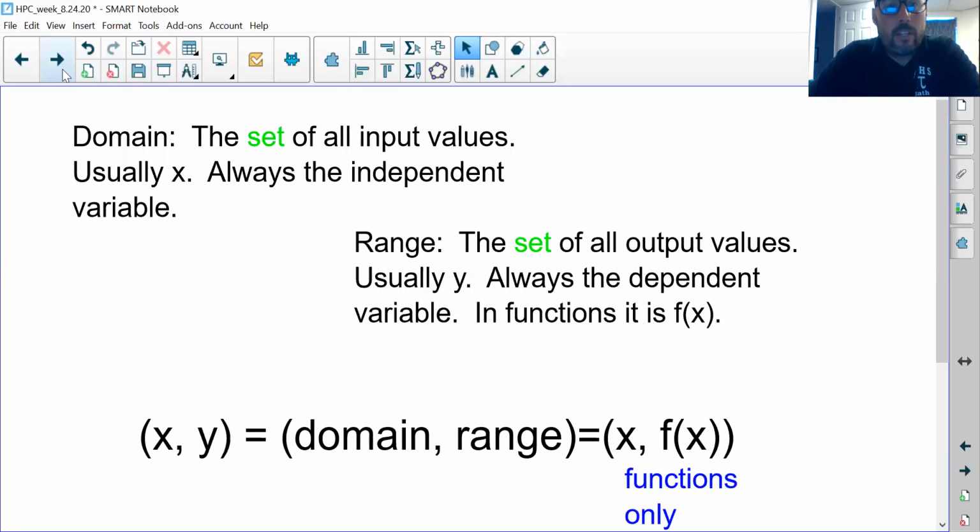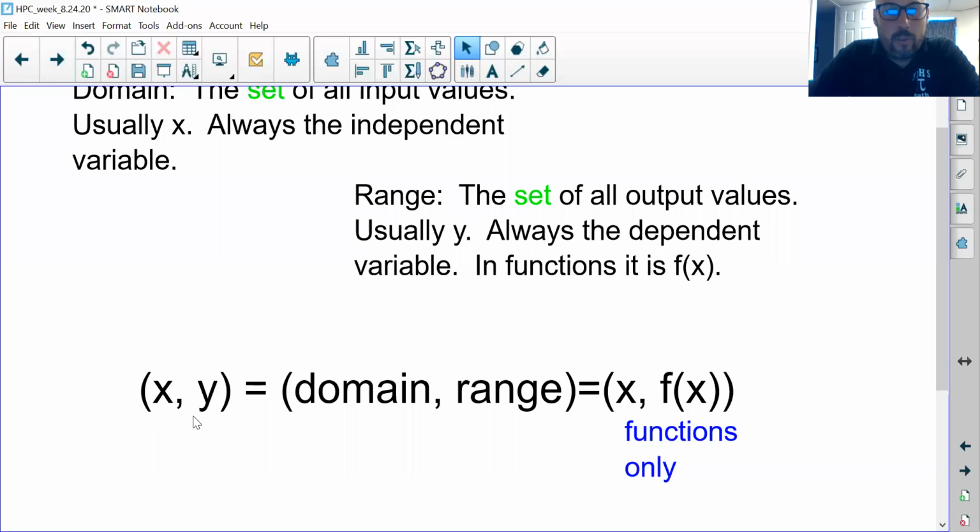We use interval notation to find domain and range. Domain is the set of all input values. It's usually the x value. It is always the independent variable. Range is the output. It's the set of all output. It's usually y. And when you're using functions, it's f of x.